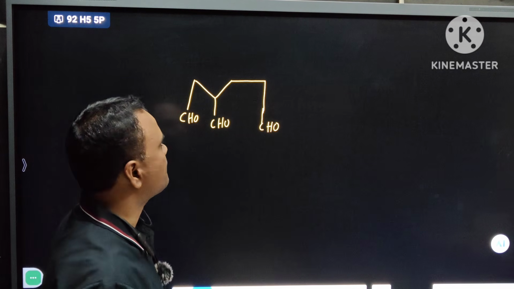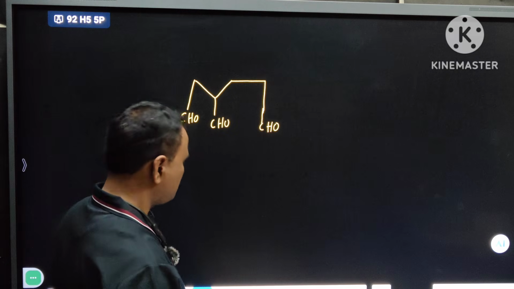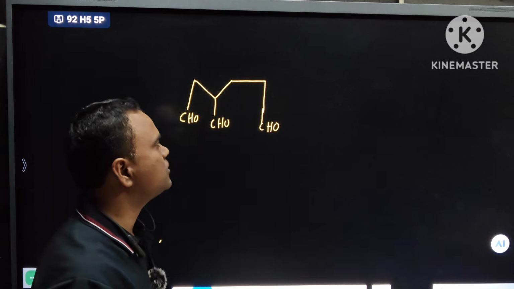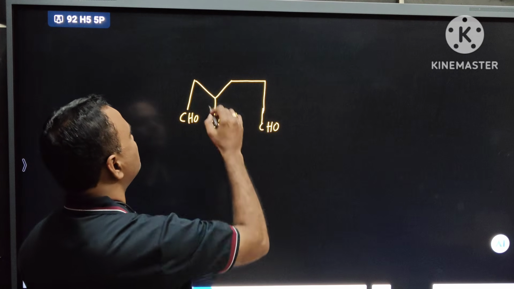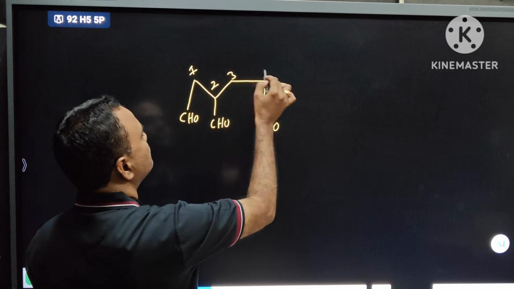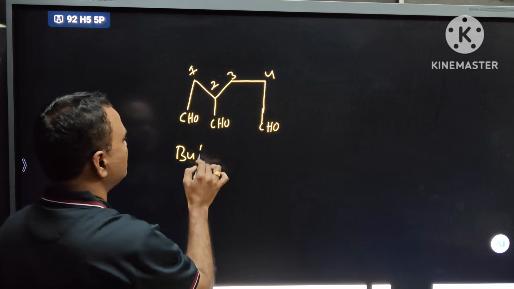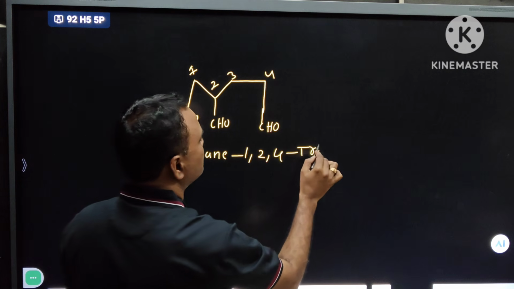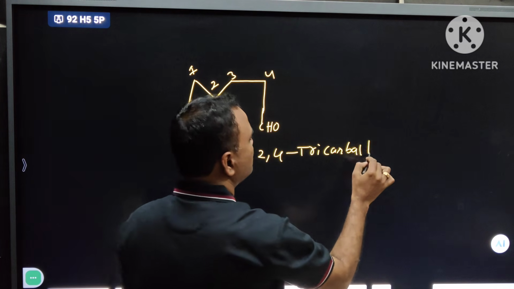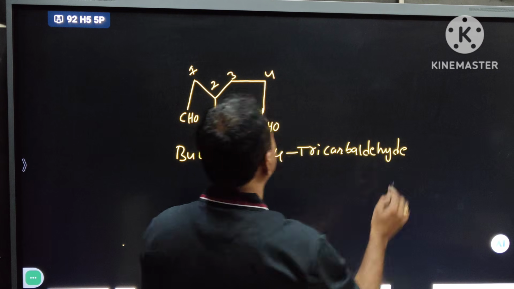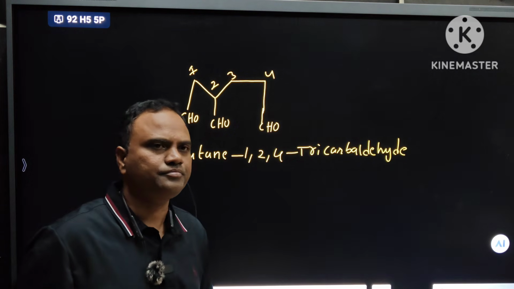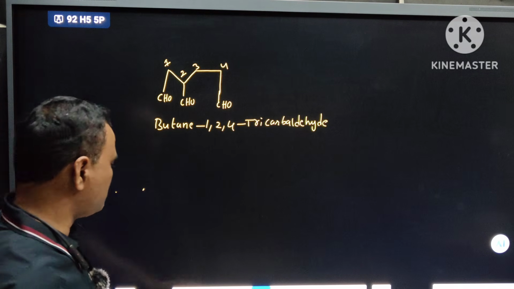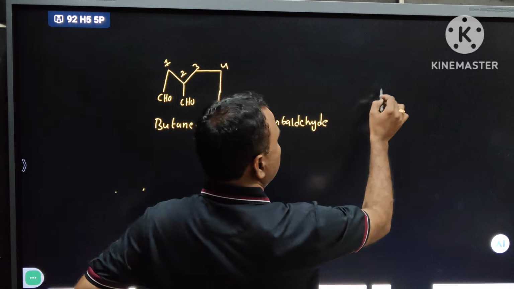Try this. Any one of you. Try its name. Very good. Butane 1,2,4 tricarbaldehyde. Very good. Good. Super. Right. Similar to this nomenclature, a very important example is there.